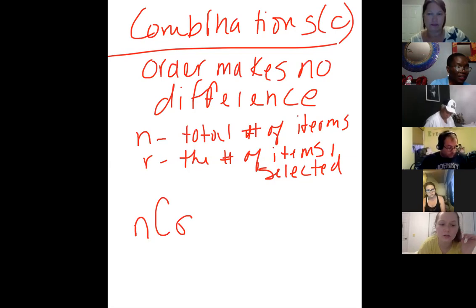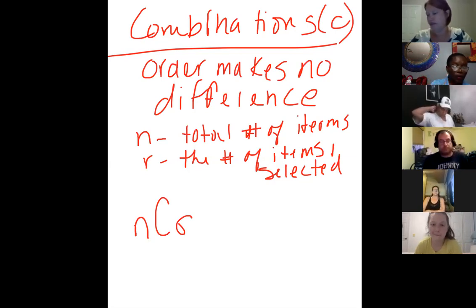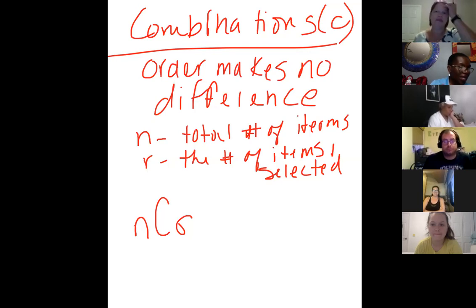Now, this one involves problems where the order makes a difference. For example, if you have a committee and you want to elect a president, vice president, and a secretary, the order makes a difference, guys. So if you're going to do something like that, you have 3 individuals and you're going to select the president, so you would do 3 choose 1.